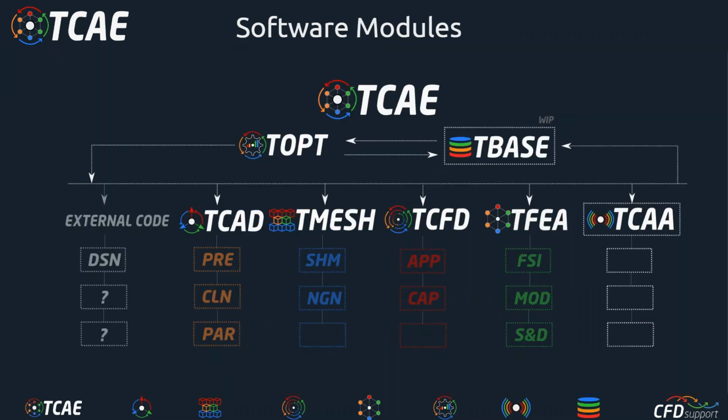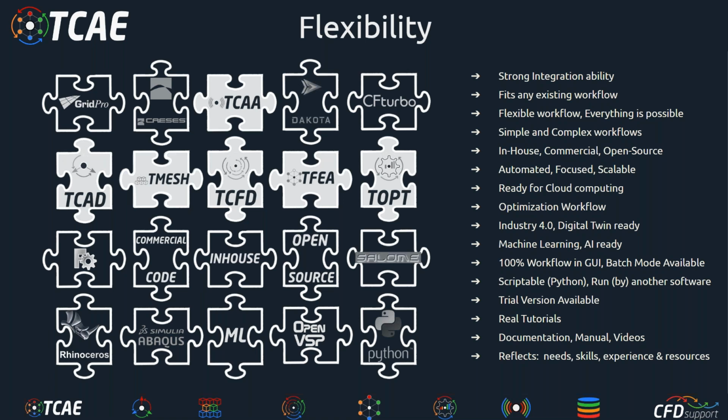It consists of software modules. There are modules, for example, for meshing, for CFD, for FEA, FSI, and for optimization, also for acoustics, and other modules are being developed and still to come. TCAE is extremely flexible. It fits any existing workflow, or you can create with it a completely new engineering workflow. It depends on your effort, on your goals, on your skills, experience, knowledge, anything that you need.